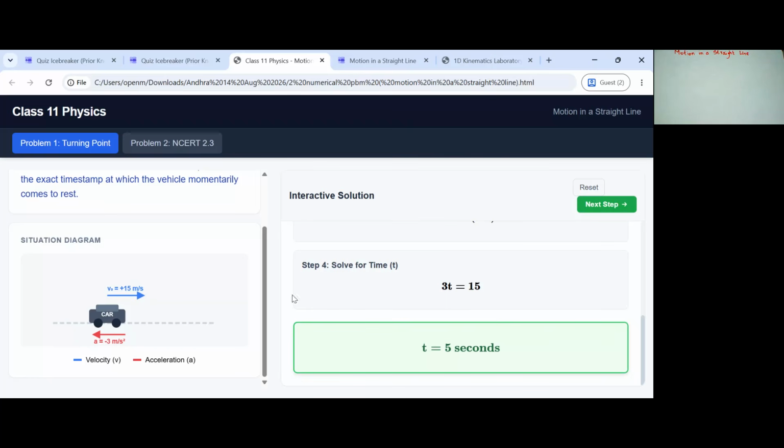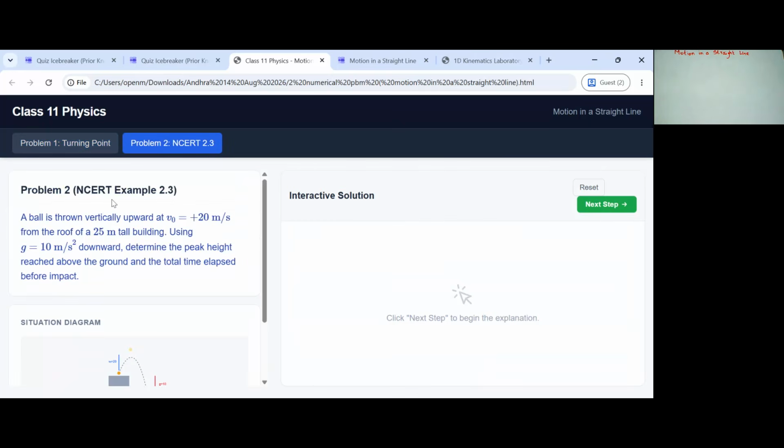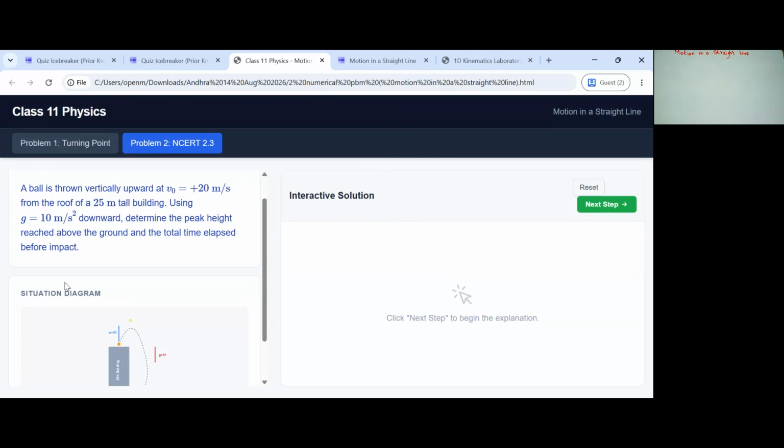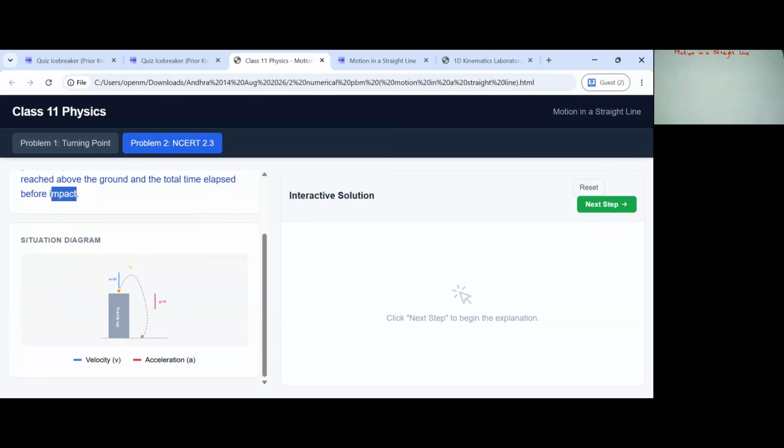This is problem number 1. Next problem. In your book, you can see that example 2.3. The ball is thrown vertically upward, V naught plus 20 meter per second, from the roof of a 25 meter tall building, using g equal to 10 meter per second square downward. Determine the peak height reached above the ground and the total time elapsed before impact. So you can draw the diagram like that. Building height, g, like that. Velocity. Clear? Okay.